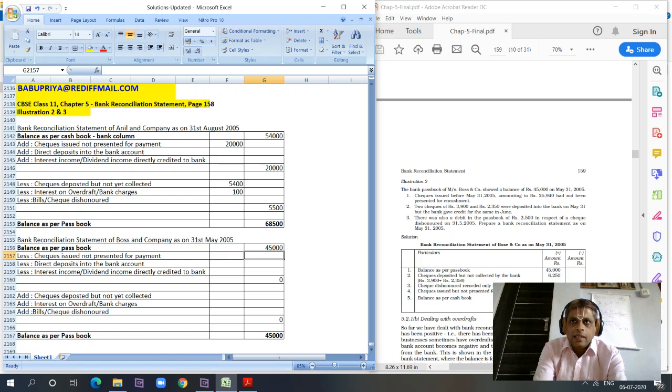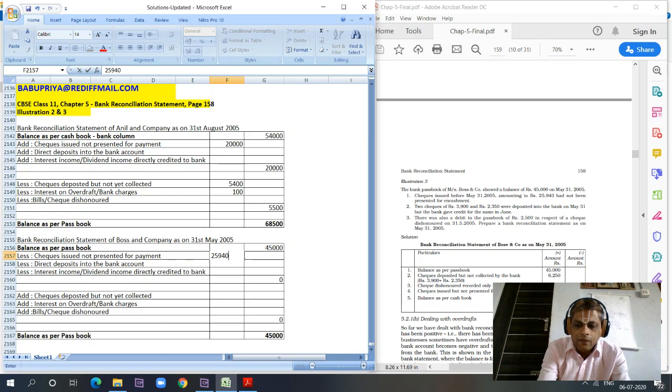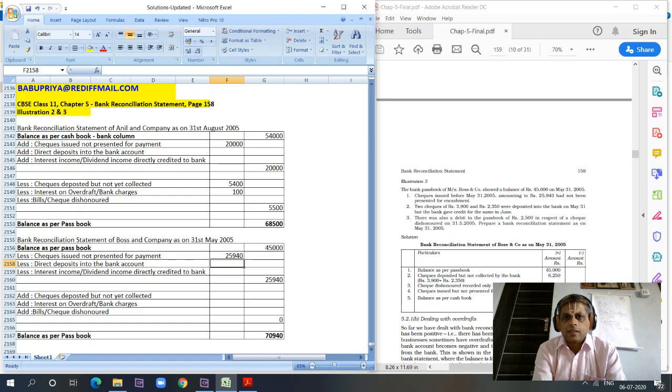So the bank balance has not come down, but the cash balance has come down because they are all checks issued before the due date, before May 31st. So the cash balance could have come down. Now we are identifying the cash balance, so we have to reduce it. Checks issued but not presented for payment, which is 25,940. One important thing, students.